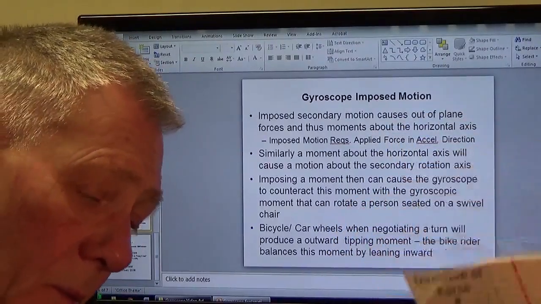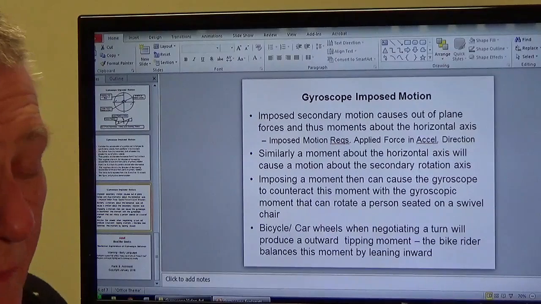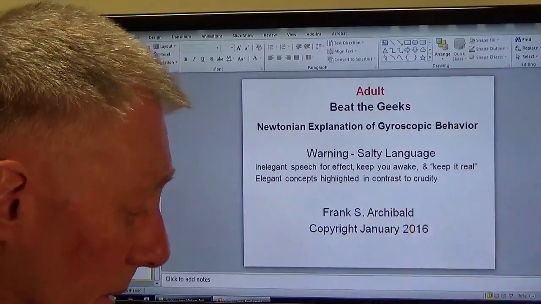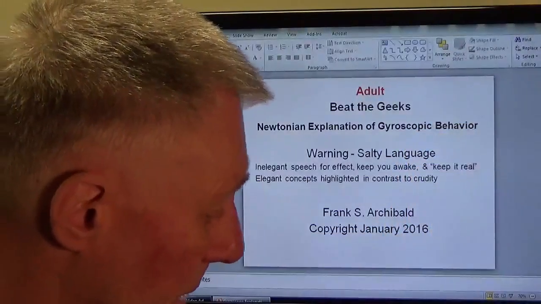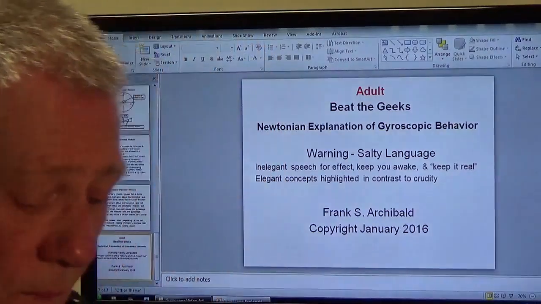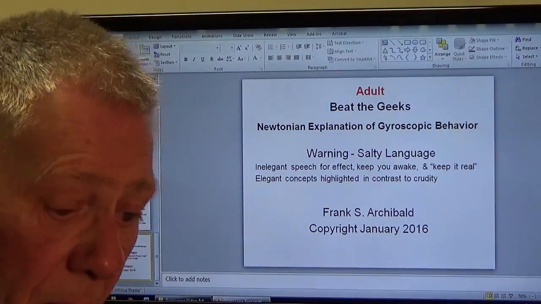And you then have to lean into the curve, because that moment is such as to want to roll you out the other way. And thus, therefore, you have to lean into the curve in order to counteract this gyroscopic moment that would want to overturn you and tip the bicycle over. And so that completes the presentation.